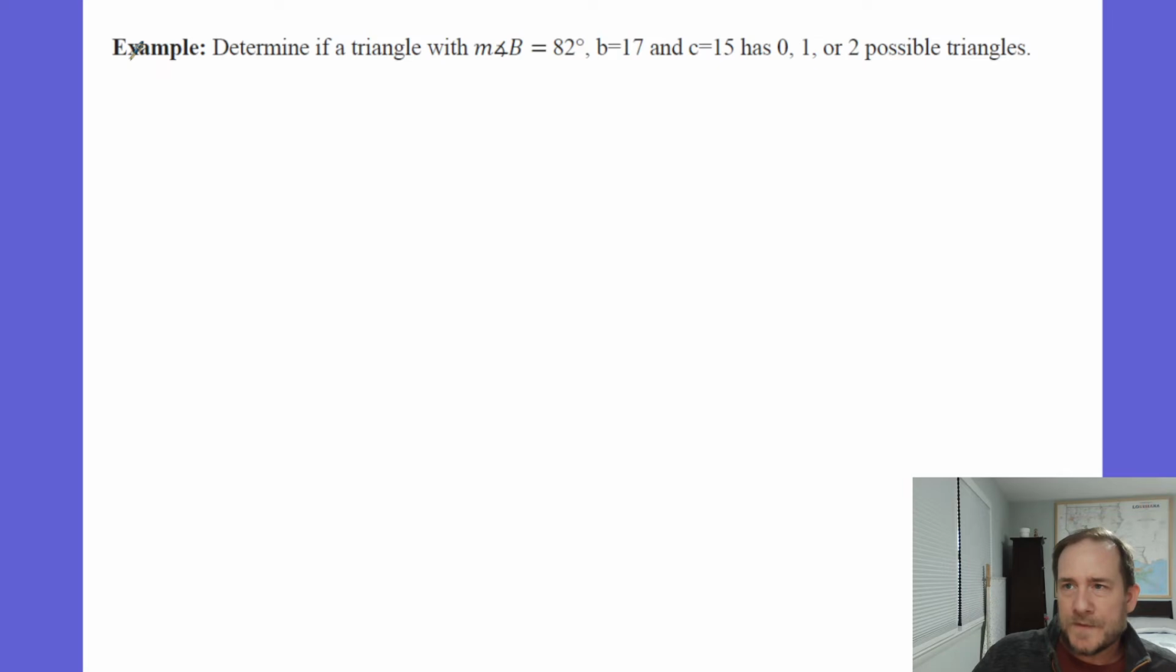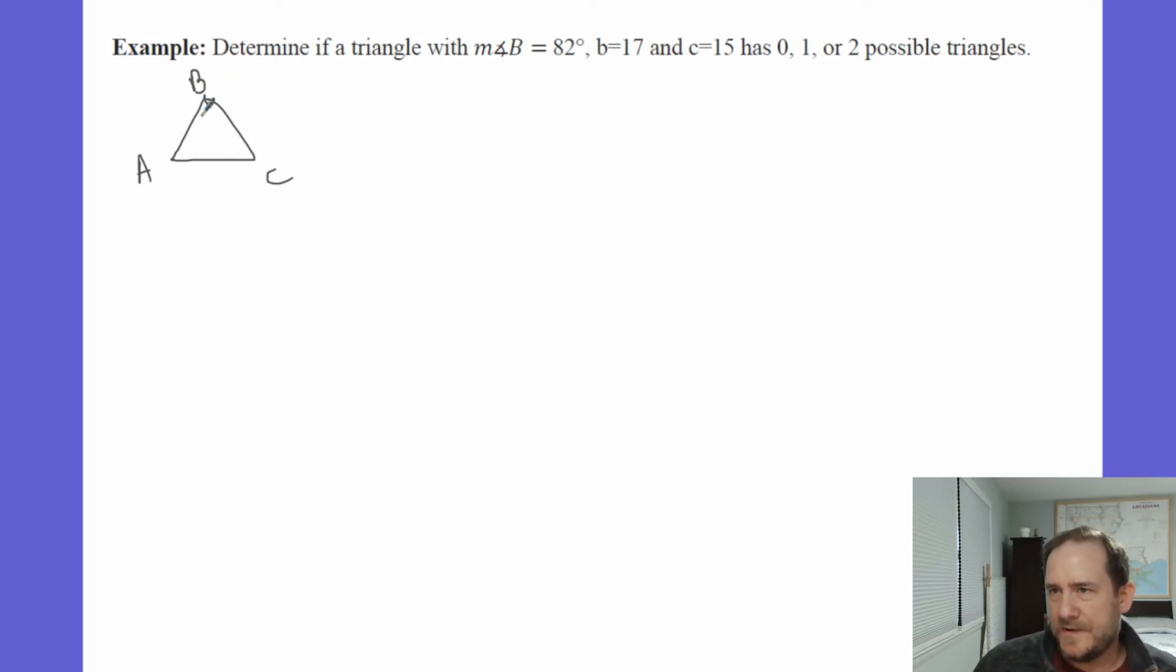So here you go. This says determine if a triangle that has measure B at 82, side B at 17, and C at 15 has 1 or 2 or 0 possibilities. So first of all, is this even ASS? If you're not sure, just draw yourself a quick triangle. I see a B and a C. I'll assume the other thing is A, so ABC.